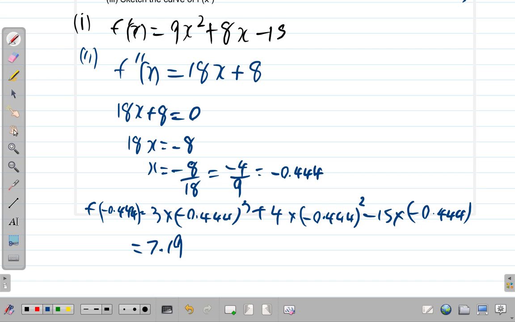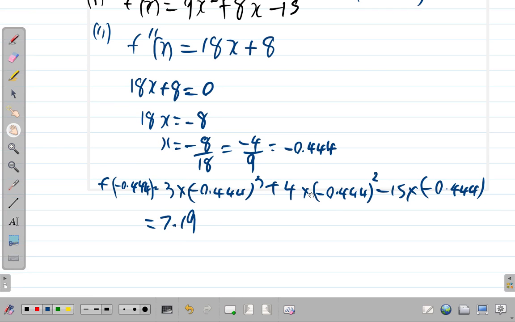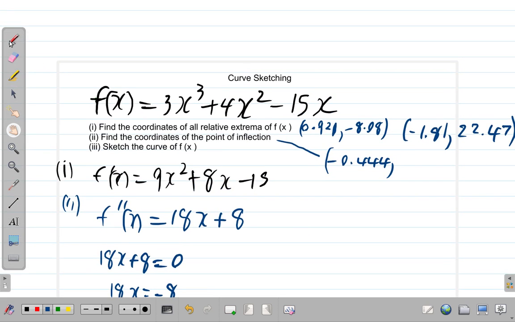So the coordinates of the point of inflection: x is negative 0.444, comma, and then 7.19. Alright, so there we have that.